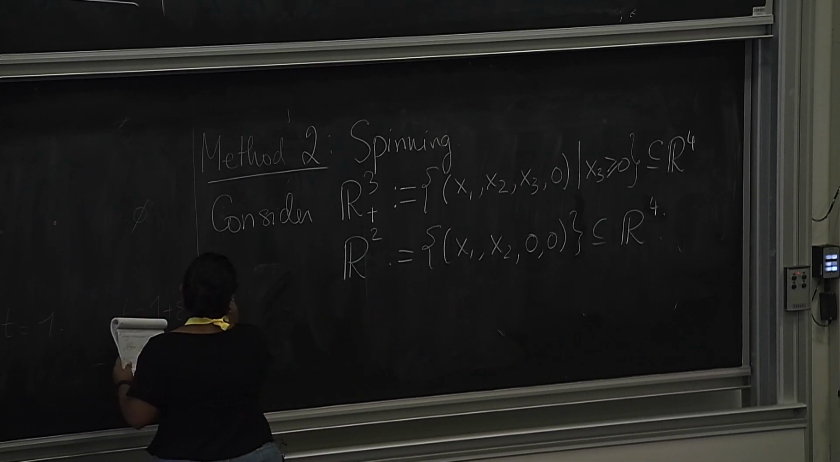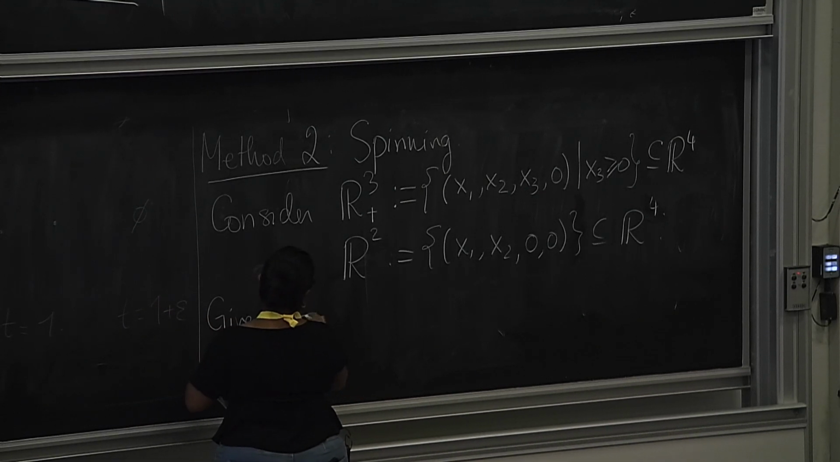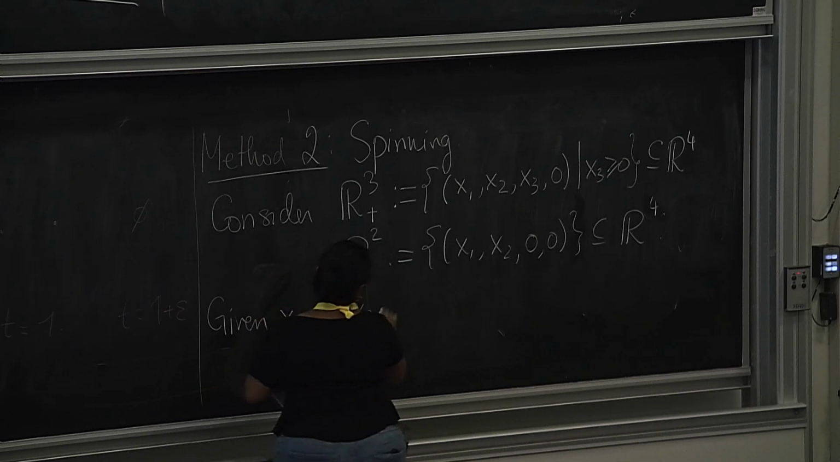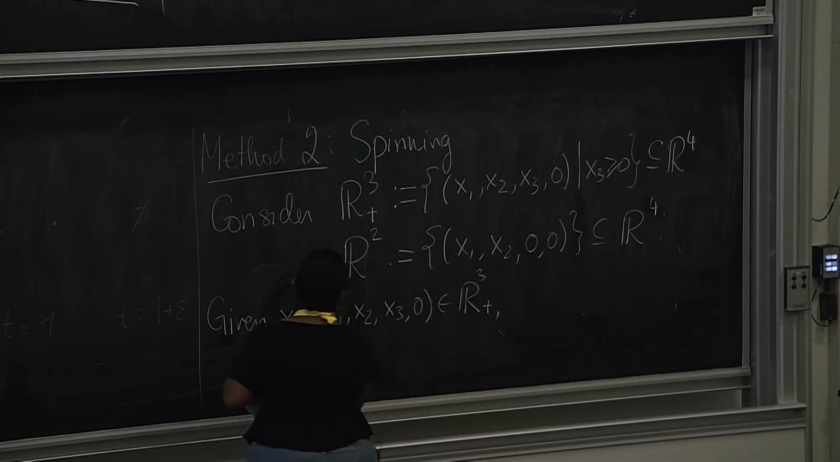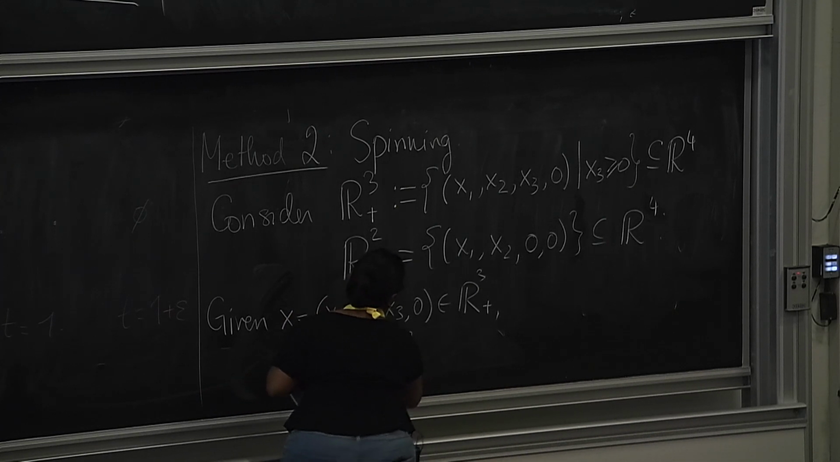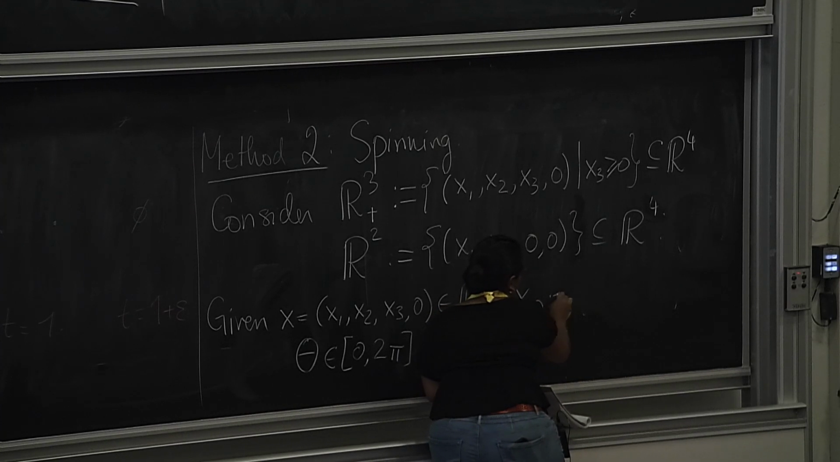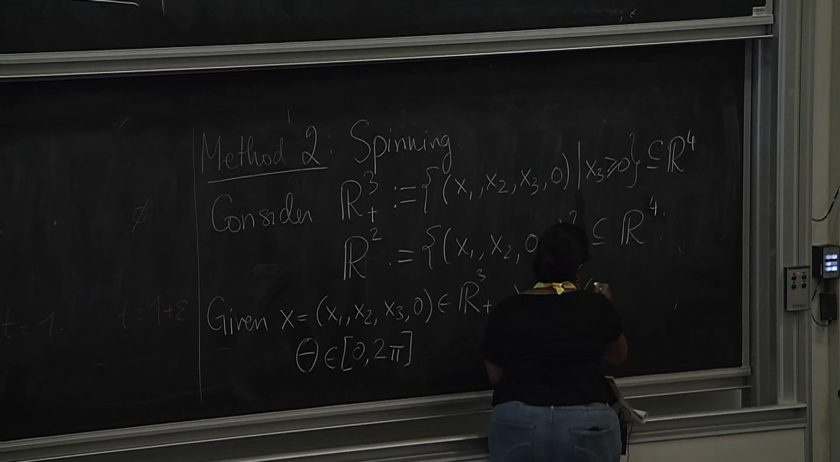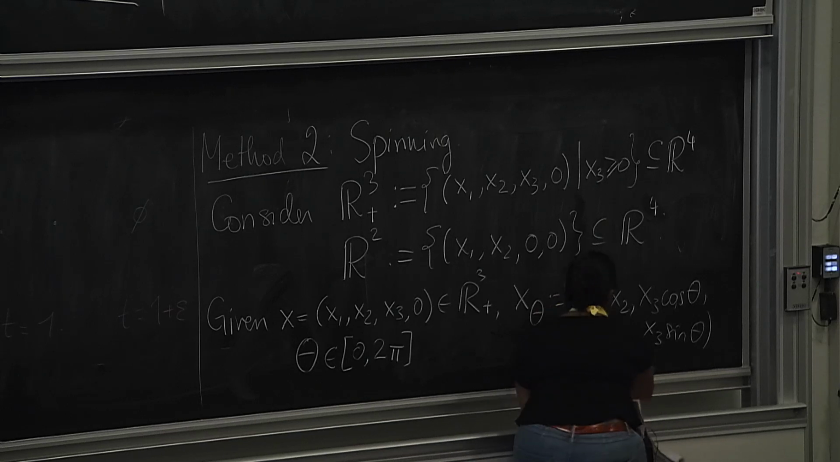And so what do I mean by spinning? I mean that if you give me an x inside of R3 plus, and you give me a theta that lives between 0 and 2 pi, then I can consider the point x theta, which will be by definition the point x1, x2, x3 cosine theta, x3 sine theta, obviously lying inside of R4.